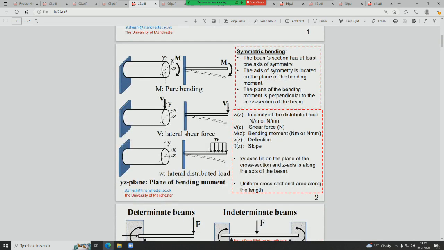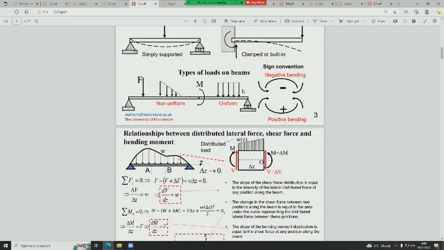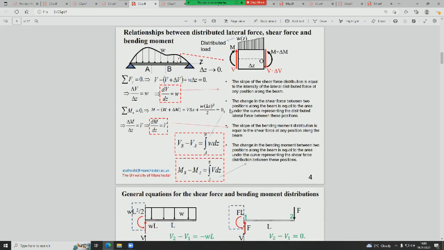Notation used in this chapter. Again, some definitions. So I think this is new to you. It was new to you at the time: indeterminate beams, when the number of equilibrium equations is less than the number of unknowns. And we call bending moment positive or negative not because it's clockwise or anticlockwise. If the bending moment applied makes the bottom section convex and the top one concave, we call it a positive bending moment. And the other way around, we call it a negative bending moment. So it doesn't matter if it's clockwise or anticlockwise. These are the equations you used in the previous year as well, when you were in year one, to draw the shear force and bending moment diagrams.